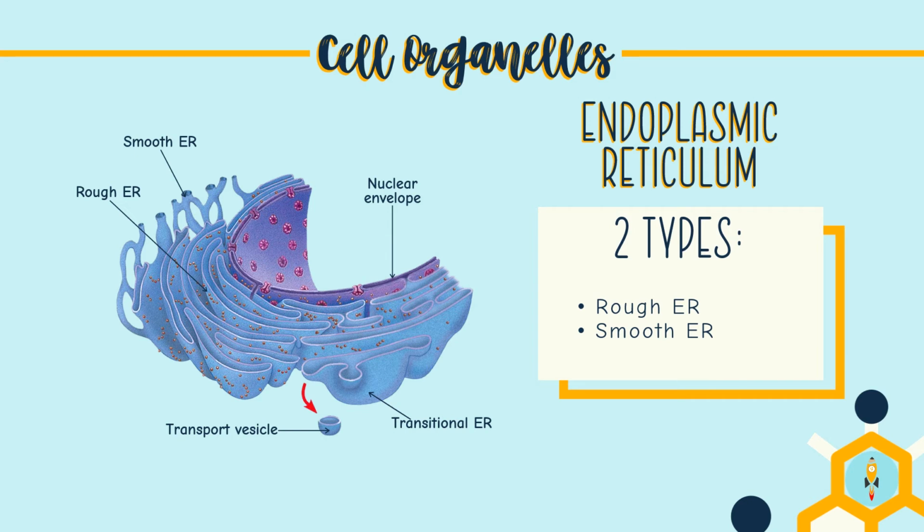In the ovaries and testes, smooth ER produces the steroid hormones estrogen and testosterone. In skeletal and heart muscle cells, smooth ER releases calcium, which stimulates contraction. Smooth ER is also abundant in liver and kidney cells, where it helps detoxify drugs and poisons.